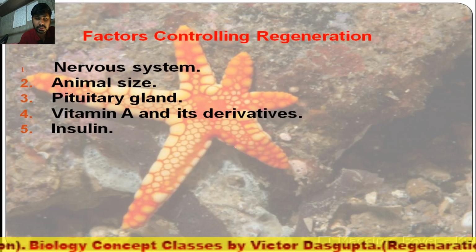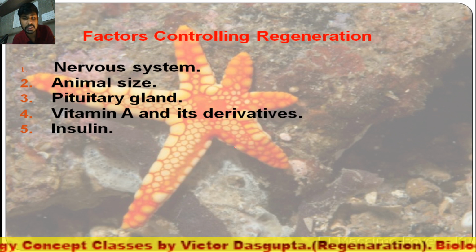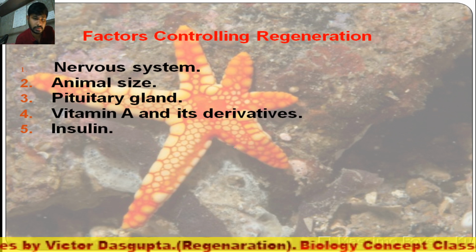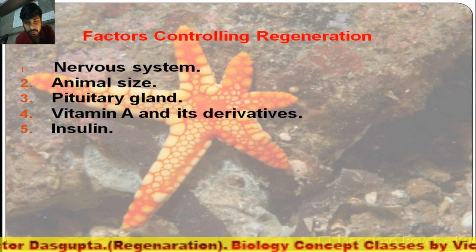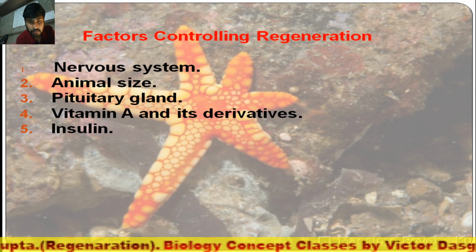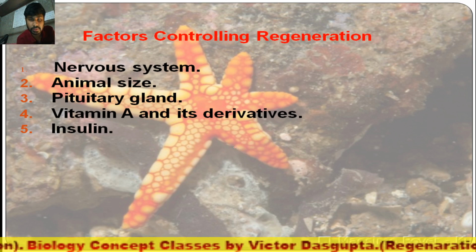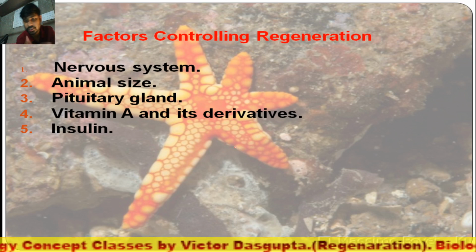Factors controlling regeneration are the nervous system, animal size, and pituitary glands. Vitamin A and its derivatives also matter; as we know, retinol is the name of vitamin A, and beta carotene is its provitamin. Insulin is also important for controlling the regeneration process.